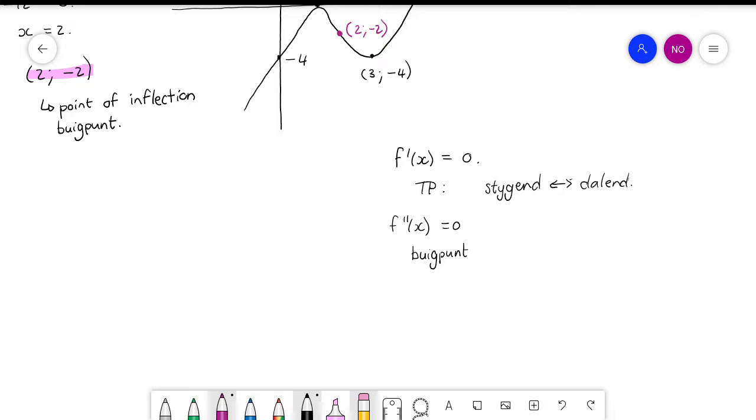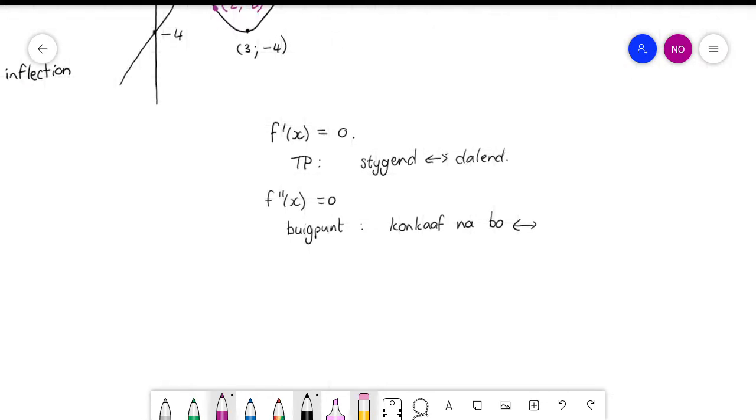Waar vat ek een van hulle weg? Ja, is hektiek. Okay.